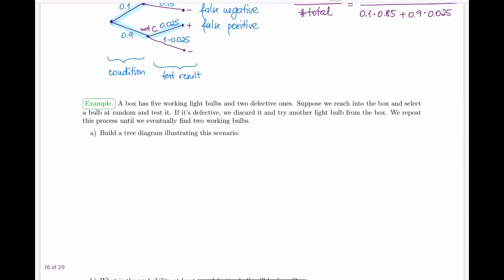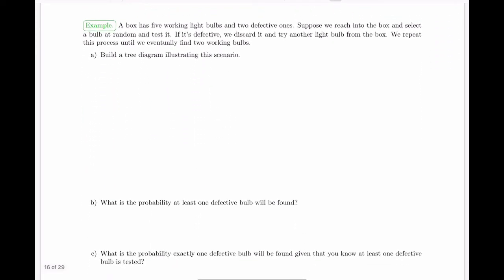Now let's take a look at another example. Here we have 5 working light bulbs and 2 defective ones all mixed in within the same box. Suppose we reach into the box and select a bulb at random and test it. If it's defective, we discard it and try another light bulb from the box. So if the bulb doesn't work, we basically throw it out and then get another one from the box. We repeat this process until we eventually find 2 working light bulbs. Let's build a tree diagram illustrating this scenario.